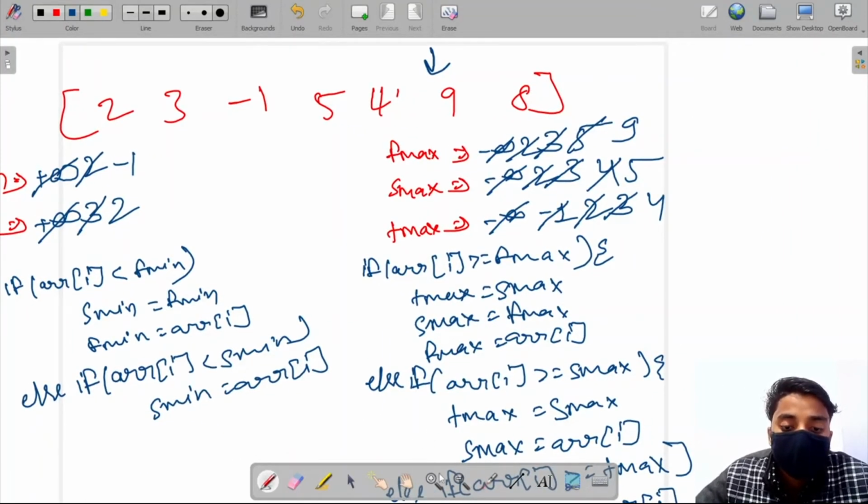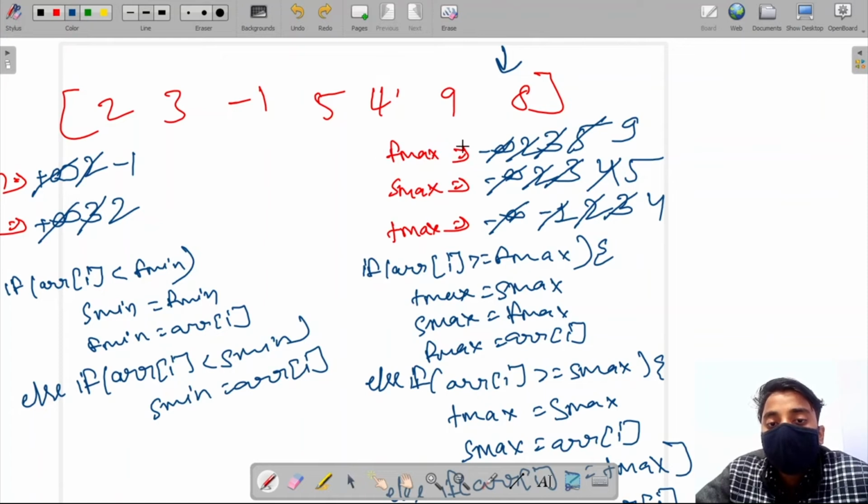And now we are at 8. Is 8 less than first min? First min is -1. No, it is not. Is 8 less than second min? No, it is not. Now, is 8 greater than first max? No. Is 8 greater than second max? Yes, 8 is greater than 5. So we need to update the third max by the second max. So third max will be updated by 5, and second max will now be 8.